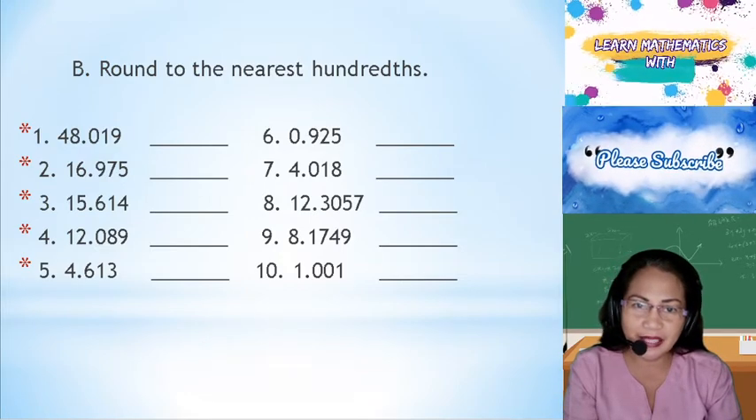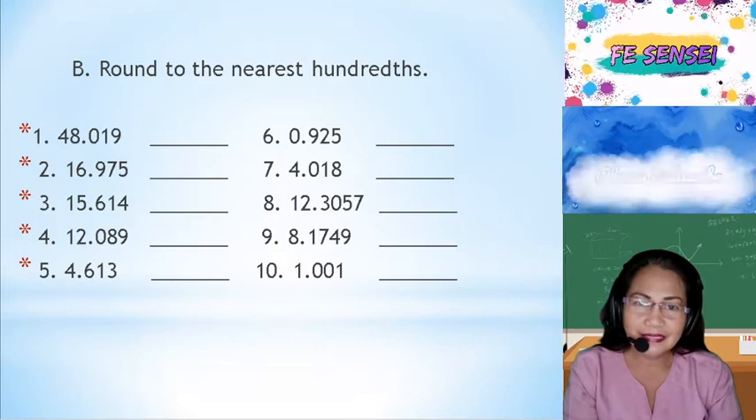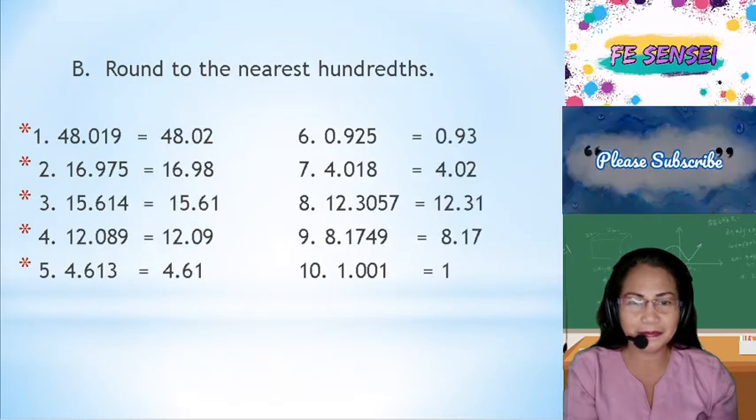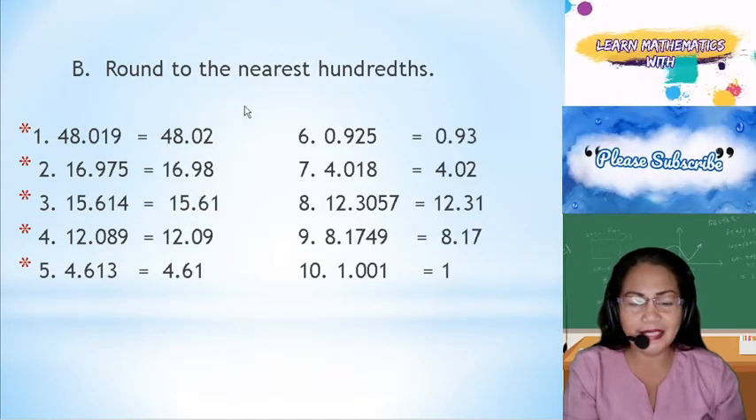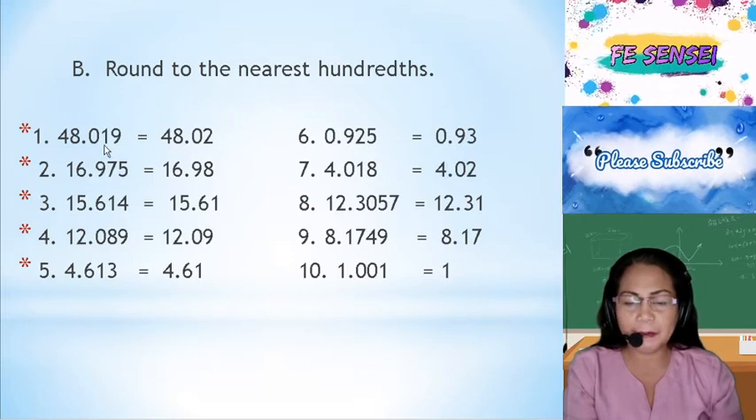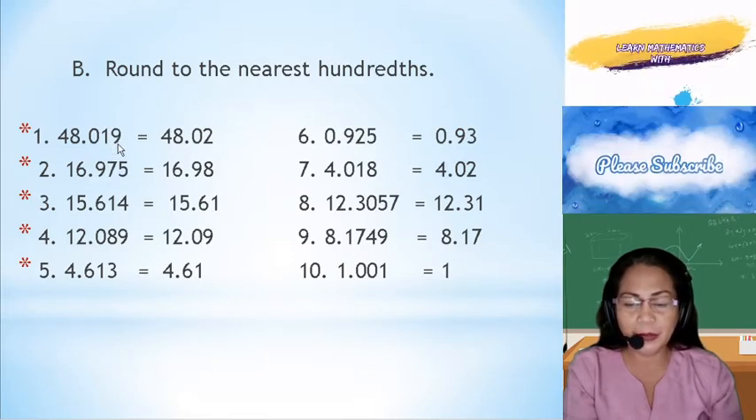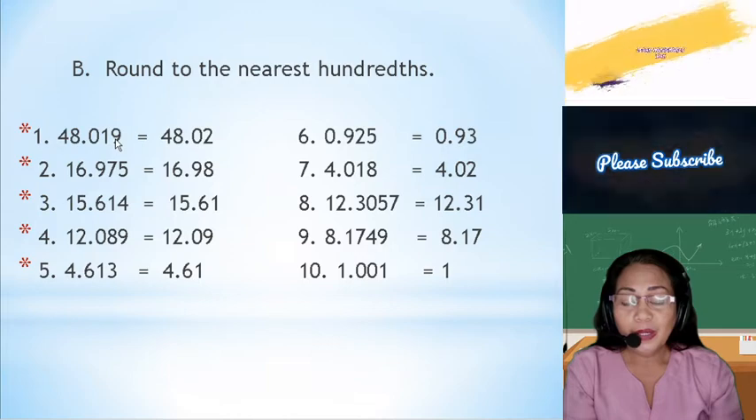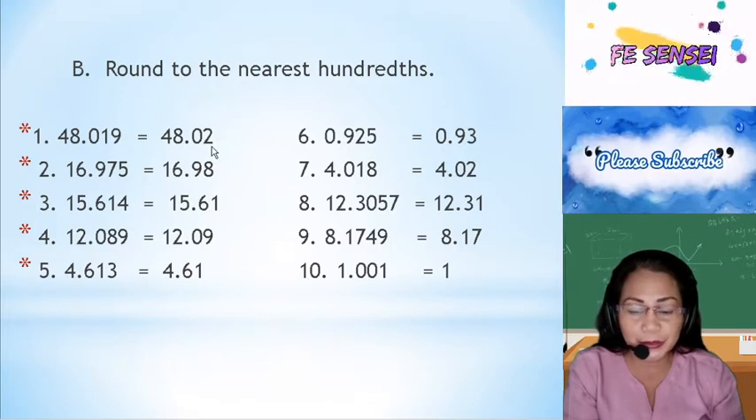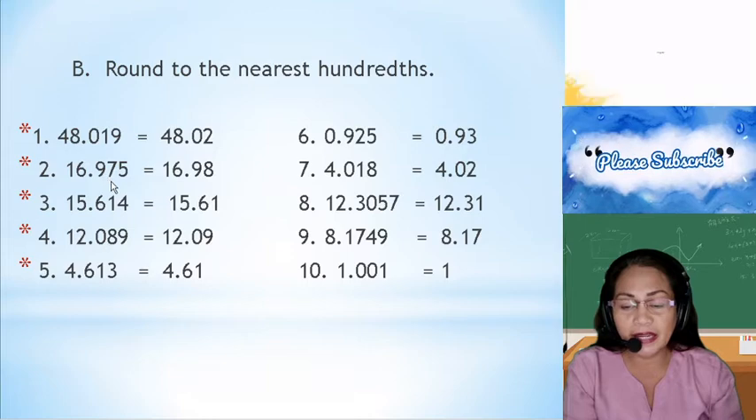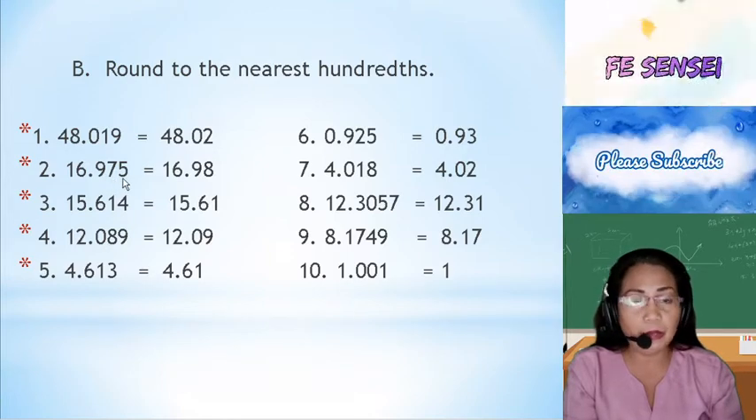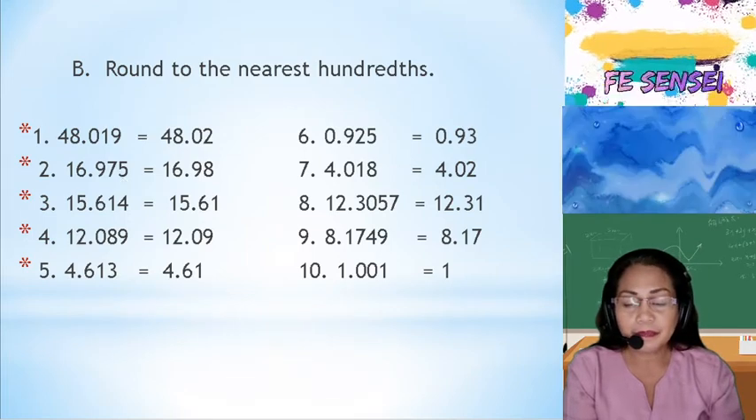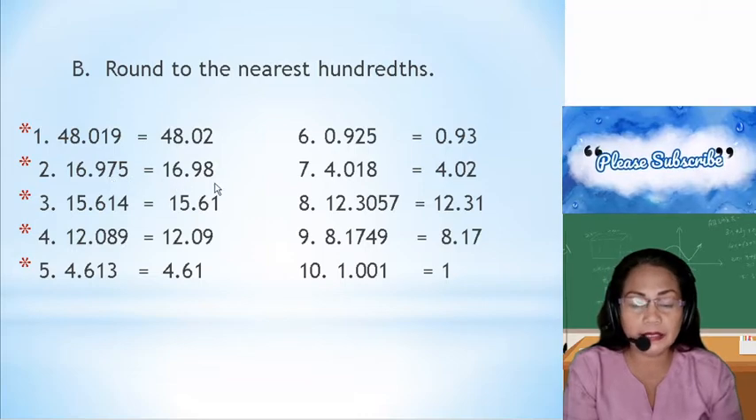Okay. Are you done? Let's check your answers. And let's examine the answers. Hundredths place. So for number 1, the number to the right is 9. Therefore, it's round up. So, add 1 to 1, it becomes 2. Number 2, the number in the hundredths place is 7. And the number to the right is 5. It's round up. So, 7 plus 1 equals 8.